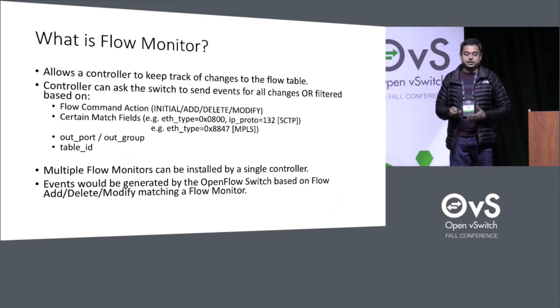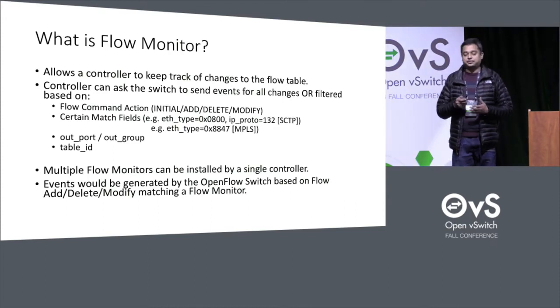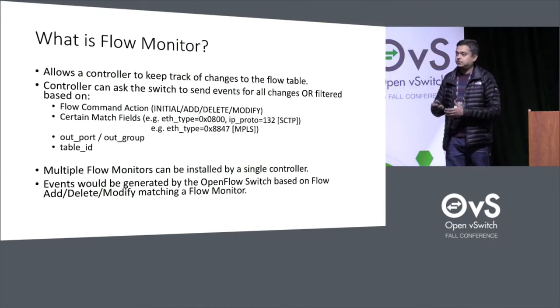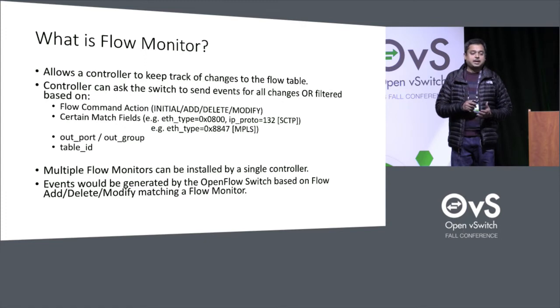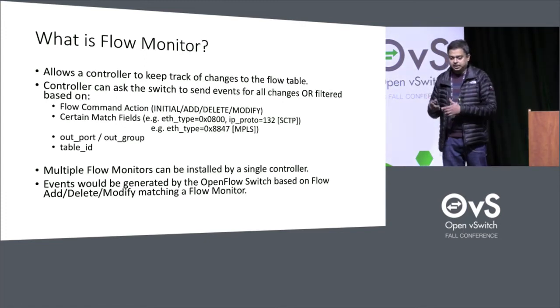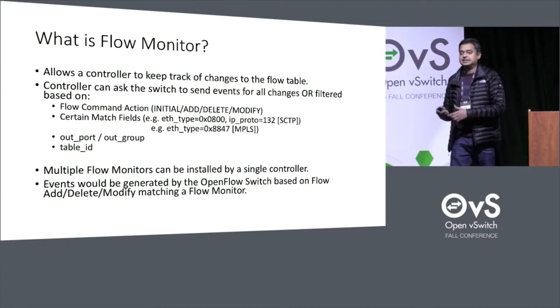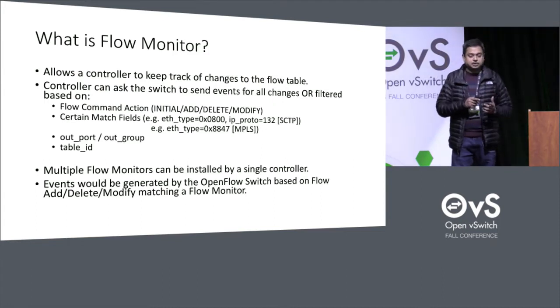So we have flow monitor. So what is flow monitor? Flow monitor allows a controller to keep track of changes happening to the flow table. It does so by pushing monitors, which act as agents in an OpenFlow switch, which keep track of any changes in the flow tables and send events back to the controller.